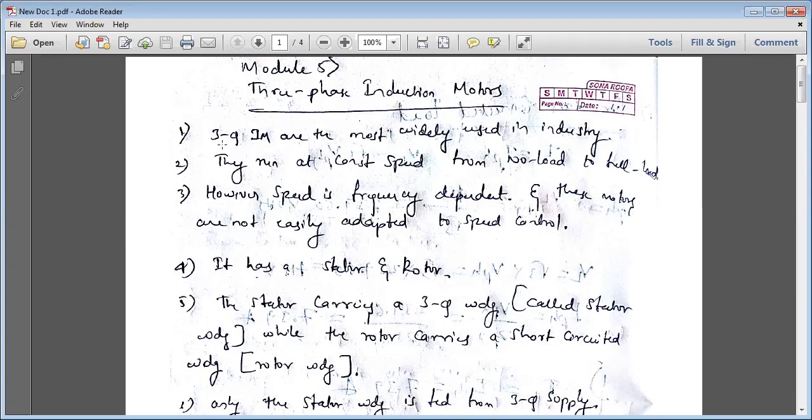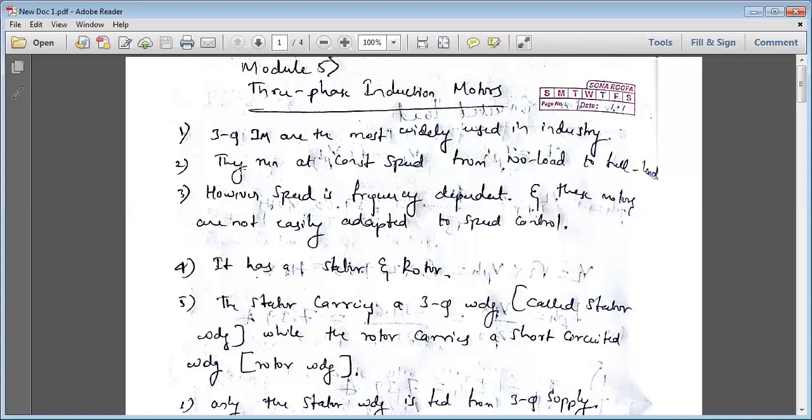And see here, the three-phase induction motors are most widely used in industry. Dear students, induction motors are not only used in industry, but also in domestic and commercial applications. So the most commonly and widely used motor is the induction motor. That may be a single phase induction motor or a three-phase induction motor. In industry, three-phase induction motors are most commonly used. But for domestic or commercial purposes, we can use a single phase induction motor, which is sufficient.